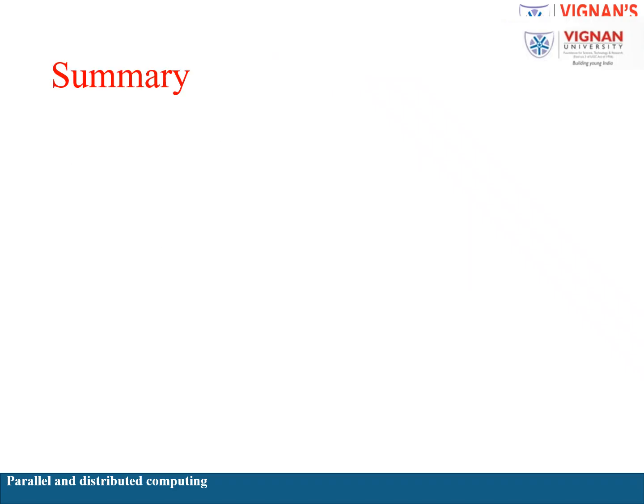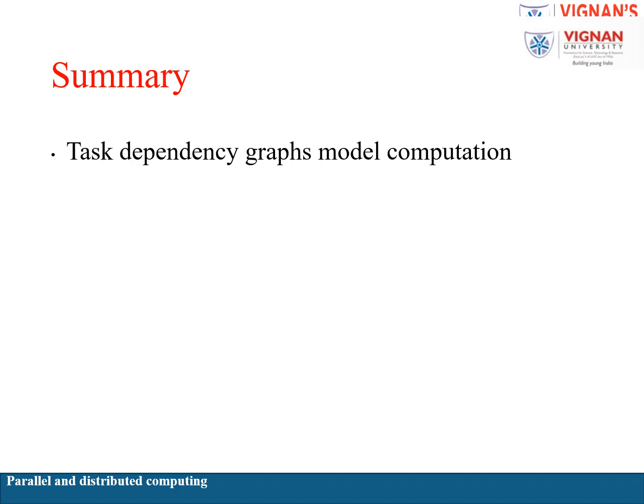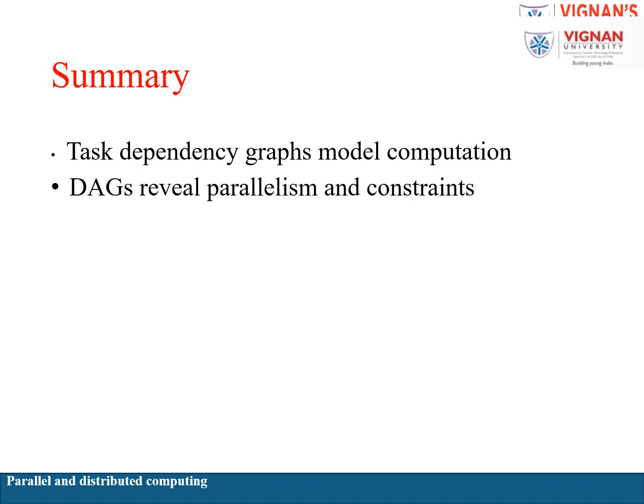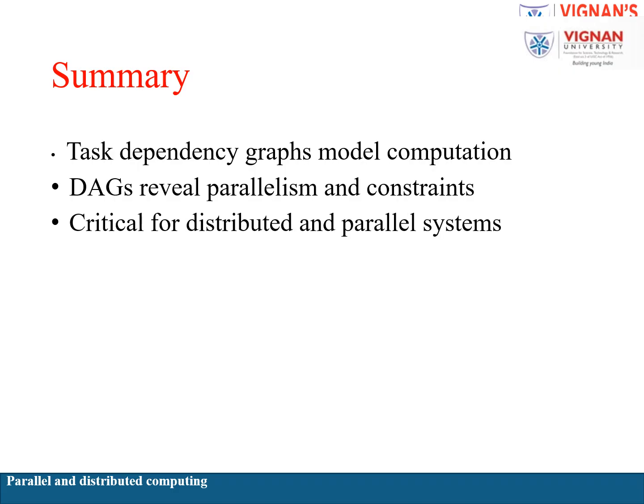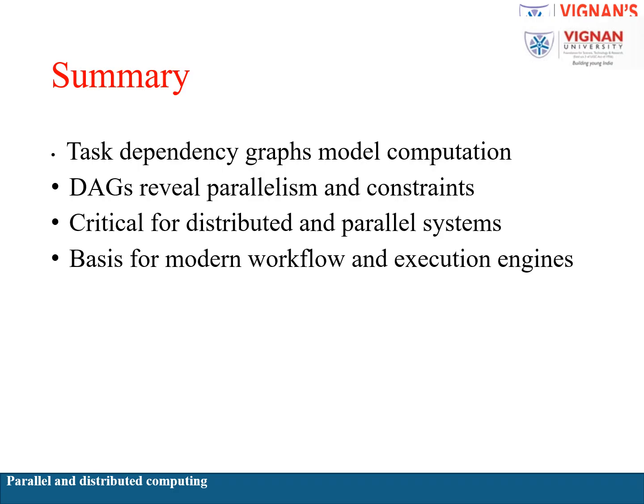Summary. To summarize, task dependency graphs model the relationships between computational tasks. They help identify parallelism and execution bottlenecks. They guide scheduling in parallel and distributed environments. And they are widely used in real-world systems like Spark, Airflow, CUDA, and HPC frameworks. Understanding DAGs is essential for efficient system design and high-performance computing.